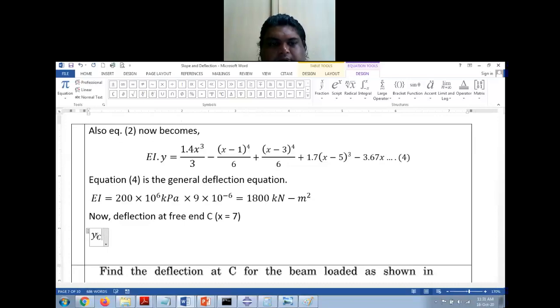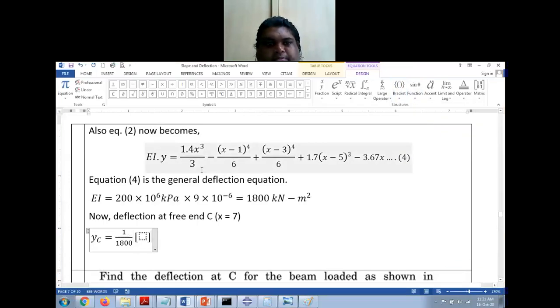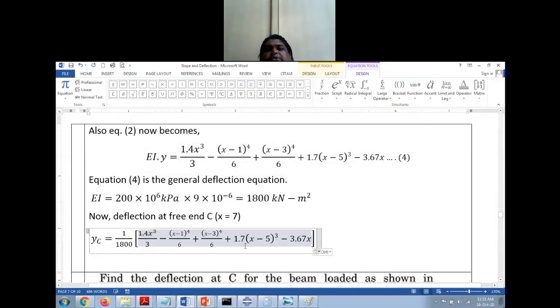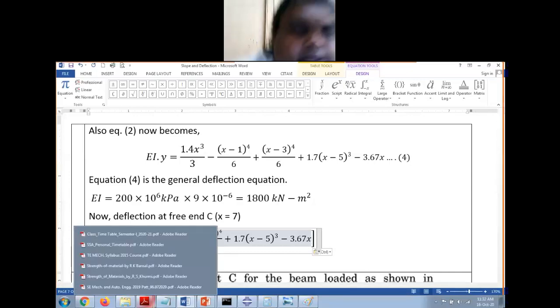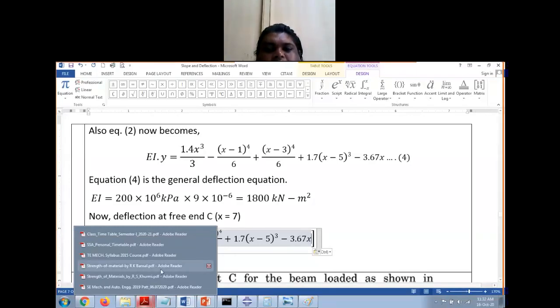YC is equal to, EI will come on the other side, so it will be 1 by EI, which is 1800, into, I will open a big bracket there and copy this entire equation. All the terms will be valid in this section because no term within the bracket is going to be negative or 0. Right now I have to just put x as 7 in all these places.